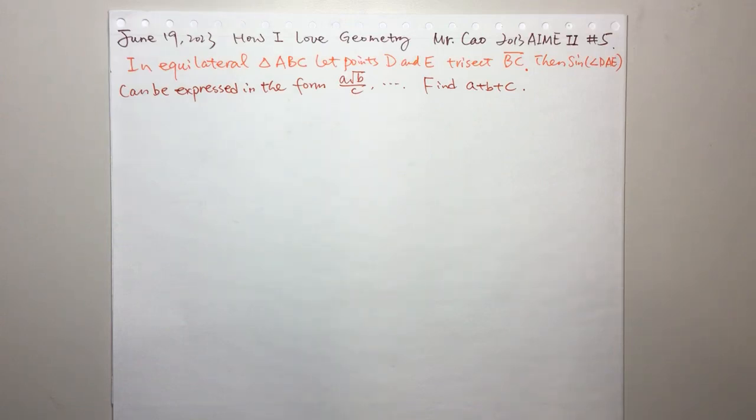I'm Mr. Chang. This problem is from 2013 AIME 12, problem number 5. It says in equilateral triangle ABC, let points D and E trisect BC. Then sine angle DAE can be expressed in the form A times square root of B over C. Find A plus B plus C. Okay.